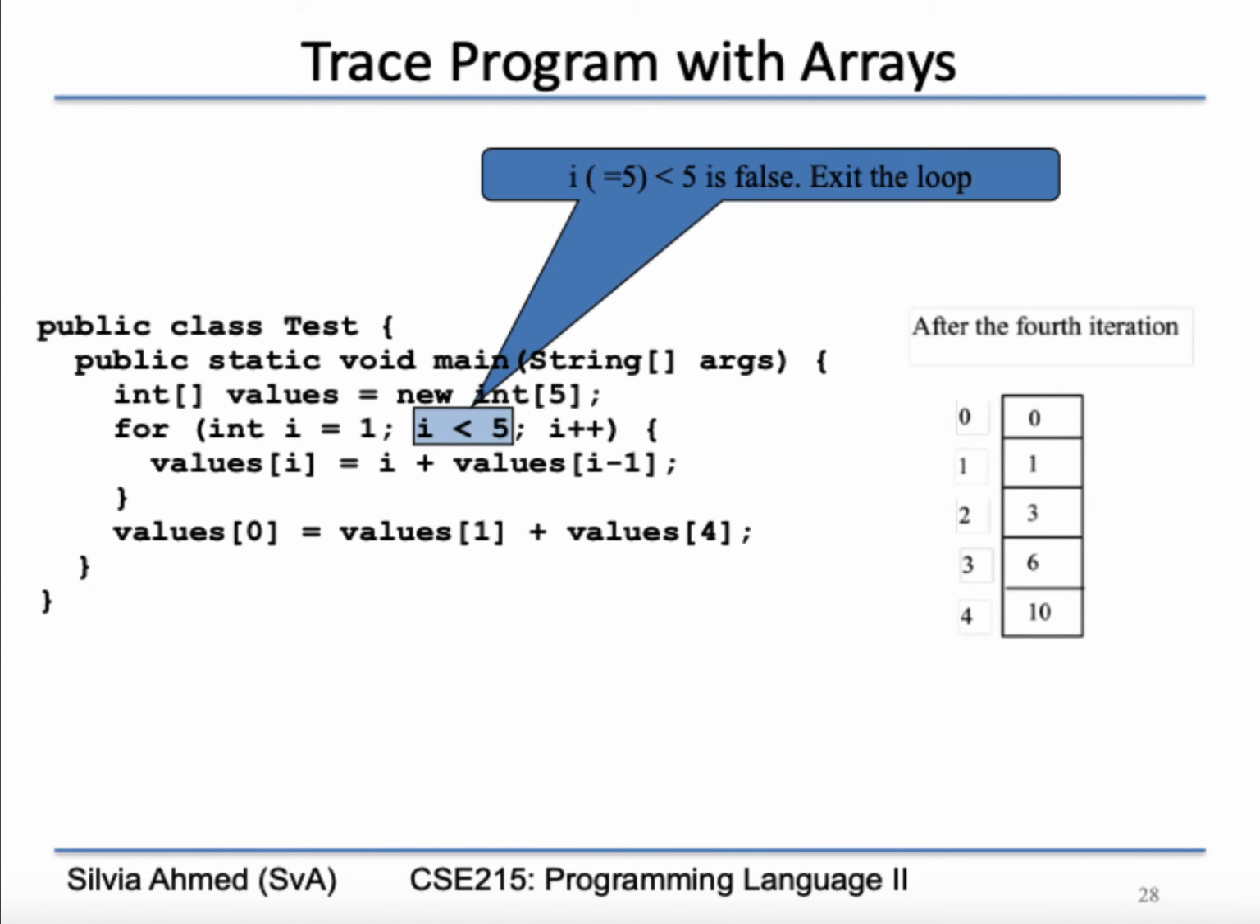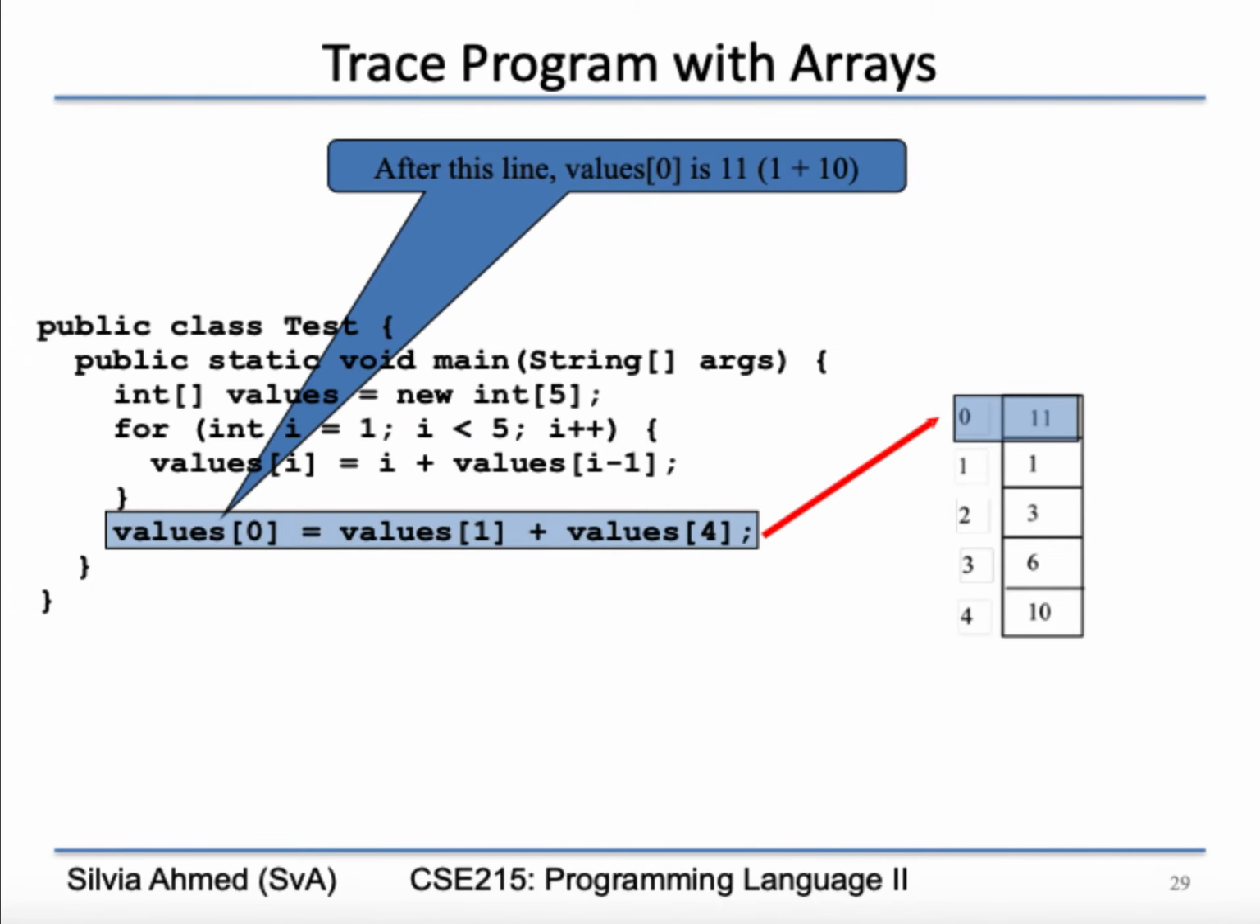So we get out of the for loop and we add values at 1 plus values at 4. So values at 1 is 1 and values at 4 is 10. So 1 plus 10 is 11, and 11 is assigned at values at 0. So in the 0th position 11 is assigned.